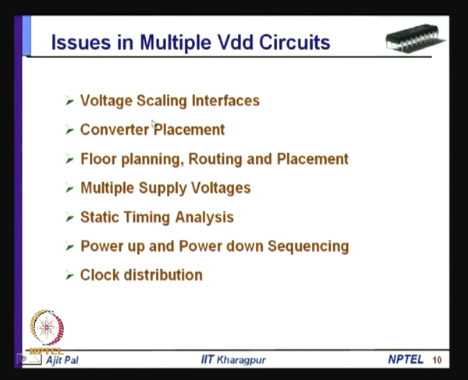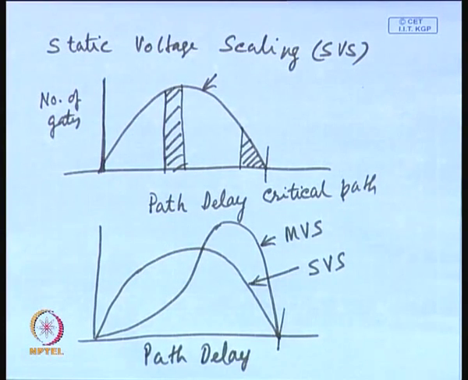Now, we shall focus on various issues in multiple VDD circuits. We have seen how you can assign multiple voltages at macro level and at standard cell level. It has many challenges. That means, a circuit designer, if he wants to use multiple voltage domains or multi VDD circuits, has to face a number of challenges and overcome them. What are the different challenges?